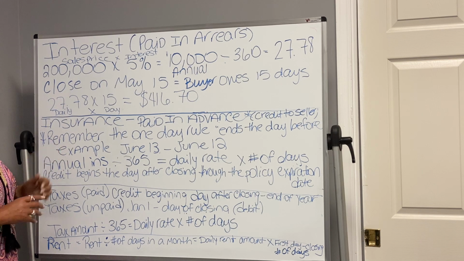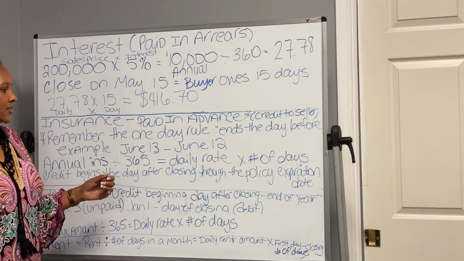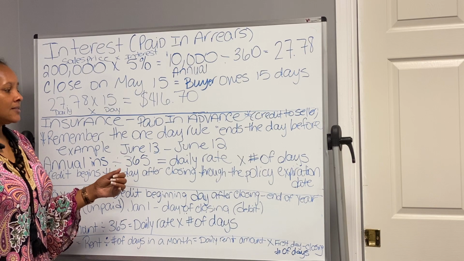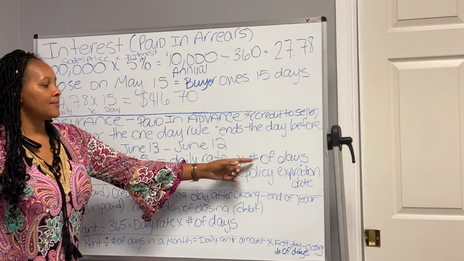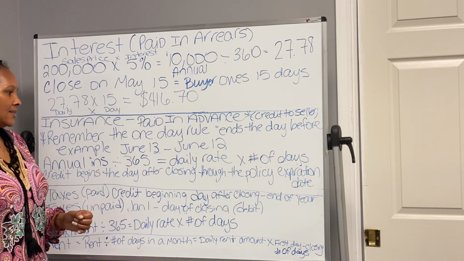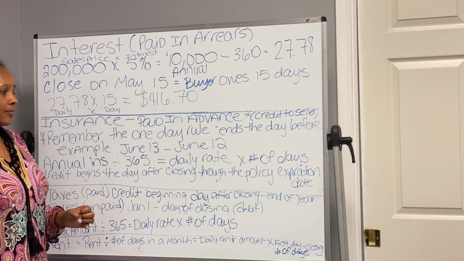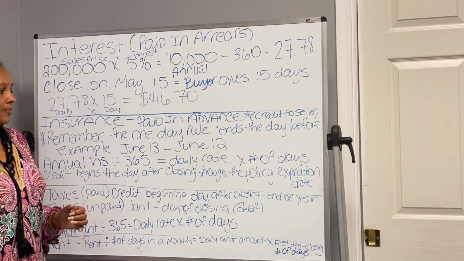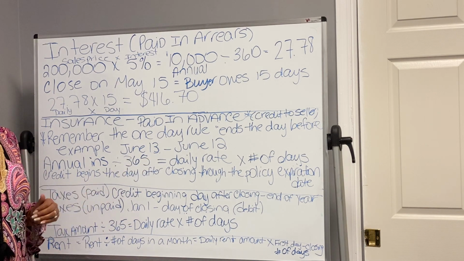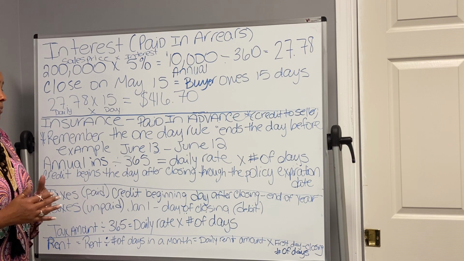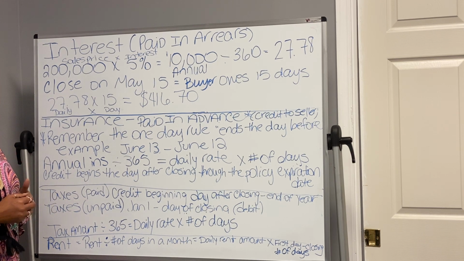So again, to prorate the hazard insurance, we're gonna get our annual insurance rate. We're gonna divide it by 365 days. That's gonna give us our daily rate. And we're gonna times it by the number of days that the seller did not own the property, okay? So we'll start the day after closing to start our proration, okay?